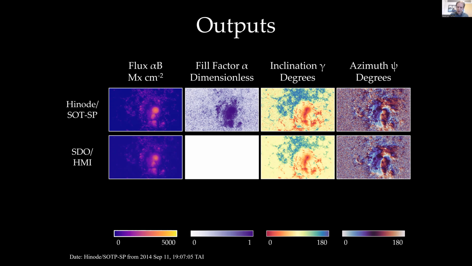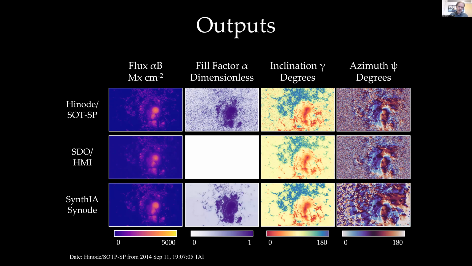And then here is our output, which is from our system SynthIA, and we call its output Synode because it's synthetic Hinode. And you can see that we can also produce an estimate of the fill factor, and everything lines up quite nicely. Now, there are some subtle differences in the inclination that you can possibly see, but I'm going to zoom in because these are cutouts. These are a small part of the disk, but even now they're still a little bit hard to see.